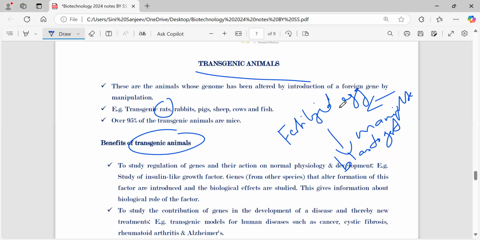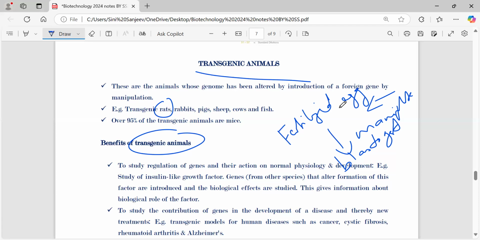There may be many diseases, not only growth related factors or insulin related factors, but also cancer or rheumatoid arthritis, whatever types of diseases there are, right? For all these diseases, you can use a transgenic animal to see how it can be cured, what the outcomes are, and all that.